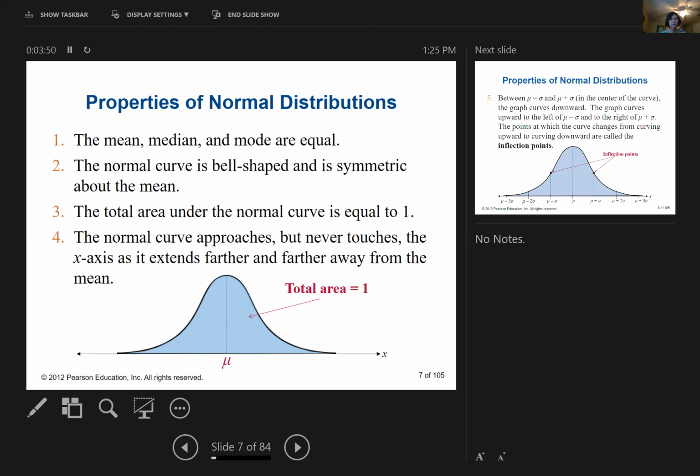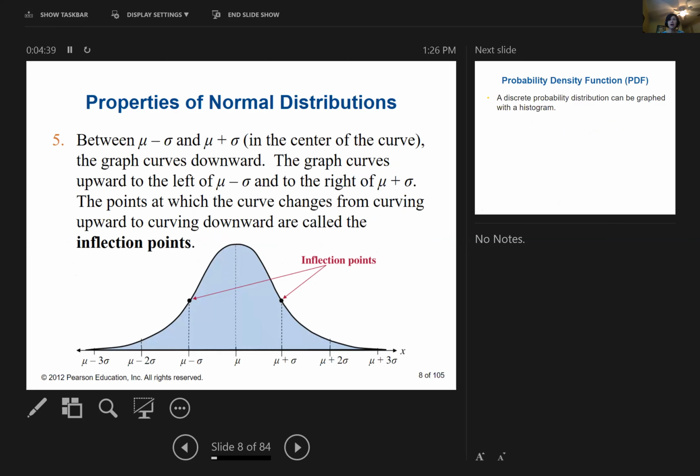Also, the normal curve approaches but never touches the x-axis as it extends farther and farther away from the mean. Now, if you can think for a minute about some vocabulary you would have learned in algebra. What do we call it when we have something that's getting closer and closer to, say, the x-axis, but it's never going to get there? Starts with an A. You have an asymptote. Remember that? So in essence, it never actually touches the x-axis, but it's just going to get closer to it. The area under it is so small, it's almost impossible that you're going to have any data that would be there.